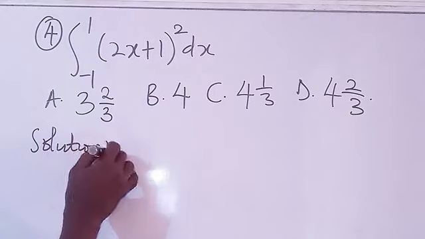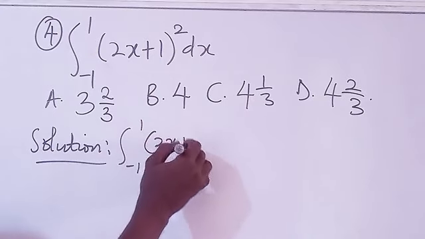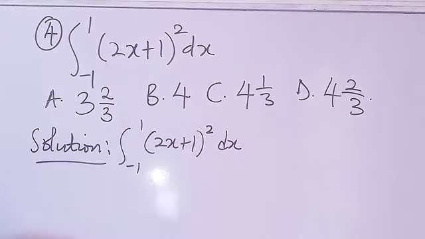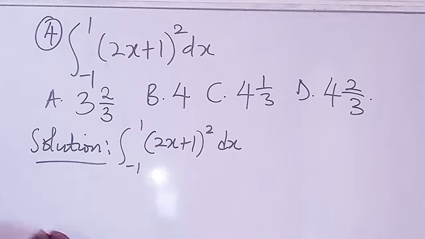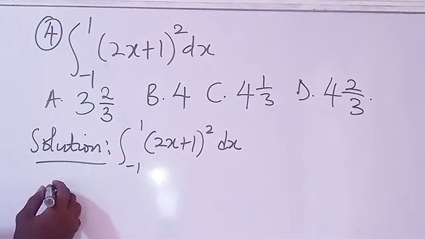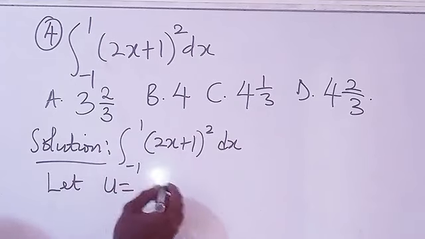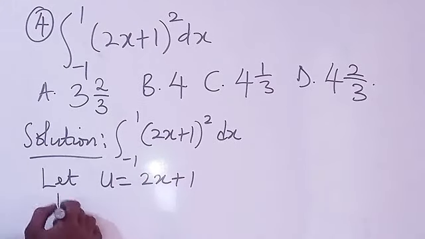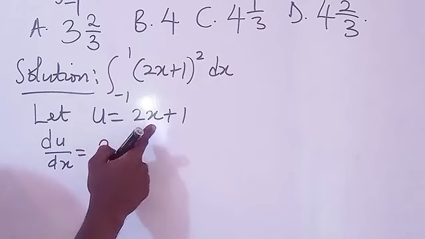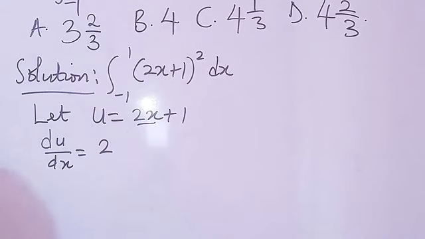All right, so now we have the integral from minus 1 to 1 of (2x plus 1) all to the power of 2 dx. Whenever you see anything inside a bracket like this, mostly you can let that thing inside the bracket be u, or just introduce any variable. We have u equals 2x plus 1. Now you differentiate u with respect to x. When you differentiate 2x, you have 2. When you differentiate 1, it is just a constant, so that will be 0.